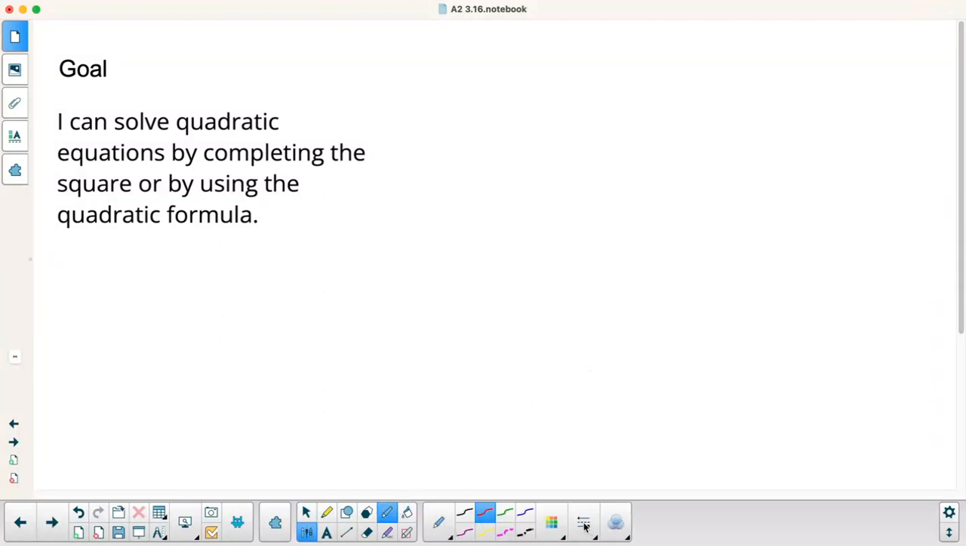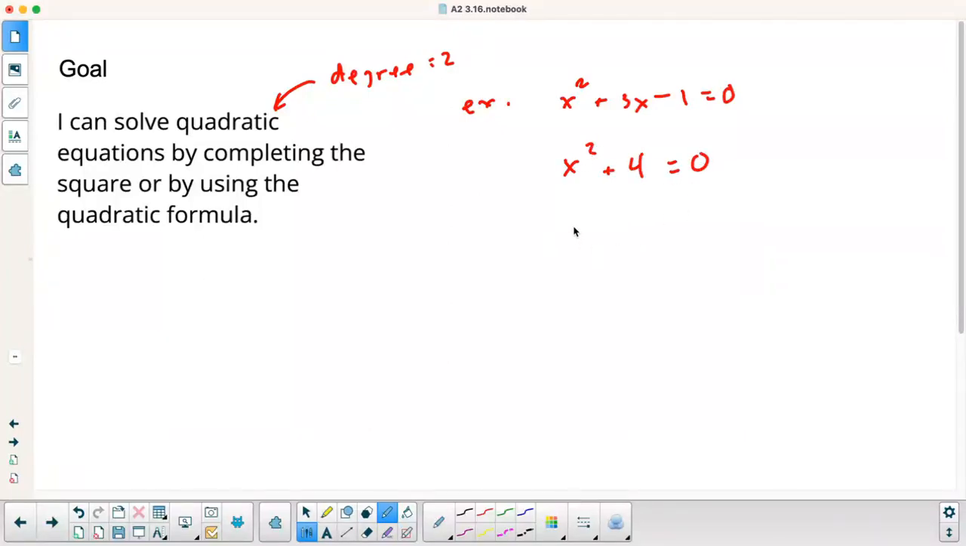If you don't recall what the word quadratic means, your degree is 2. So some examples here of quadratic equations: x squared plus 3x minus 1 equals 0. x squared plus 4 equals 0. Negative 9x squared minus 2x equals 0. These are all quadratic because your highest power is 2. Okay?